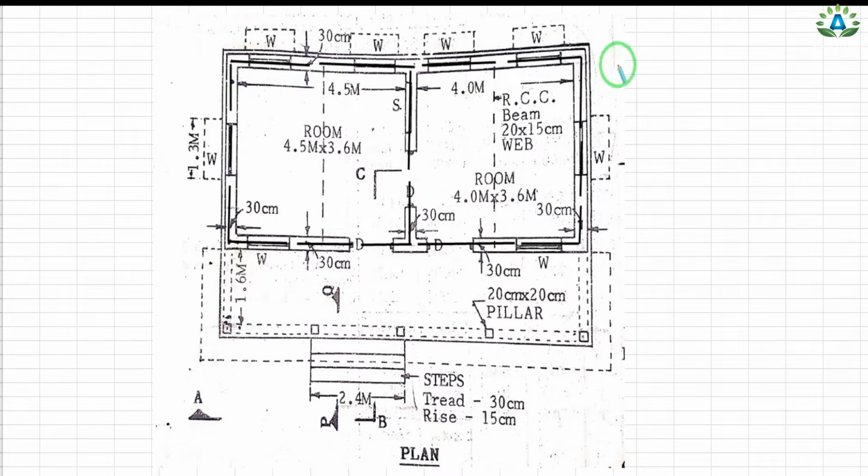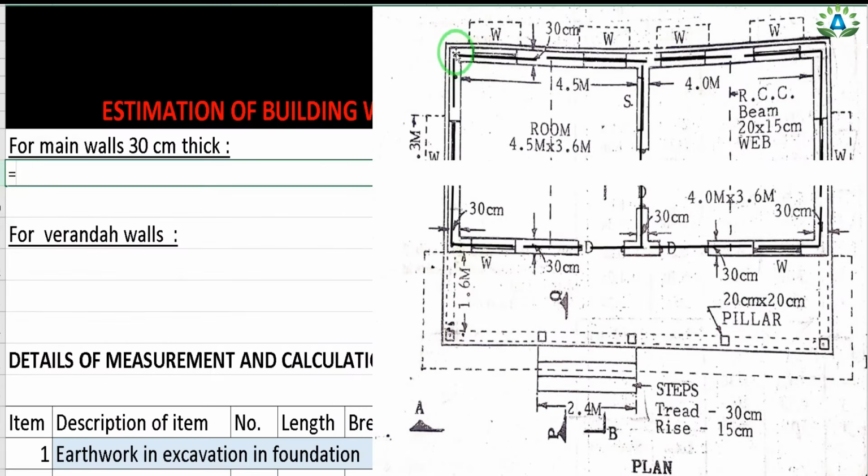So the total length will be equal to, this small portion is 0.3 by 2, plus this room is of 4.5 meter, plus this partition wall is of width 30 centimeter or 0.3 meter, and this room is of length 4 meter, so plus 4, and again this small portion is 0.3 by 2. And here we can see that this length is equal to this length, so we can simply multiply by 2, and we have to add these vertical lengths on all these 3 sides.